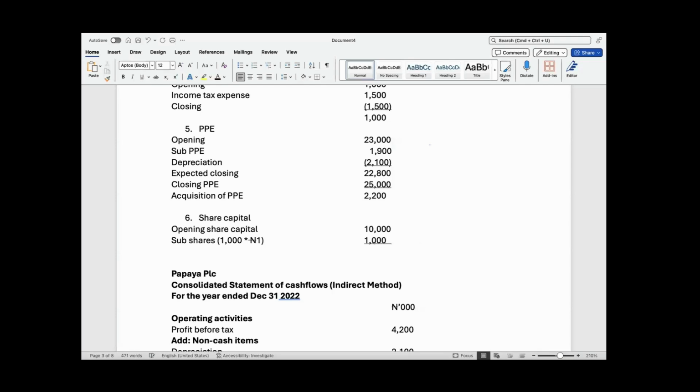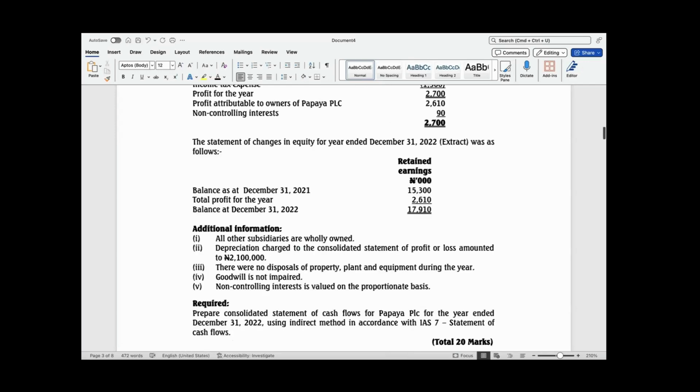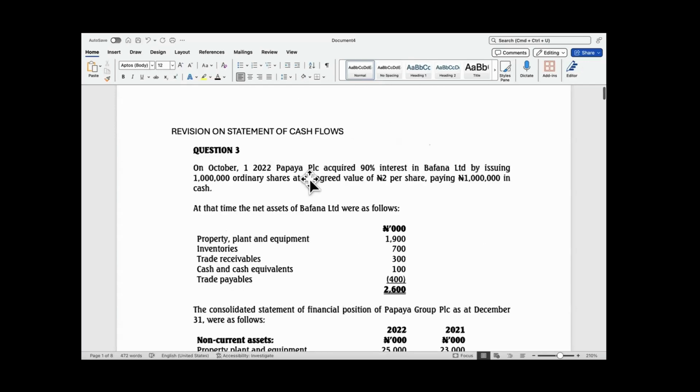Sorry, please, where did they get the 1,000? Oh, okay. The 1,000 was gotten from the shares we issued to the subsidiary. They said we acquired 90% of Bafana by issuing 1 million shares at an agreed value of 2 naira per share. So this 2 naira is the issue price.